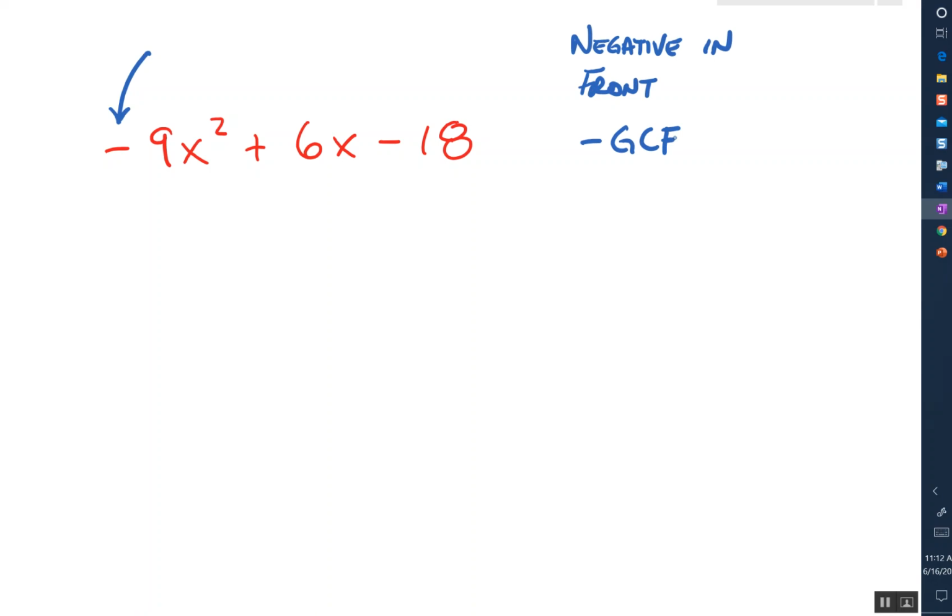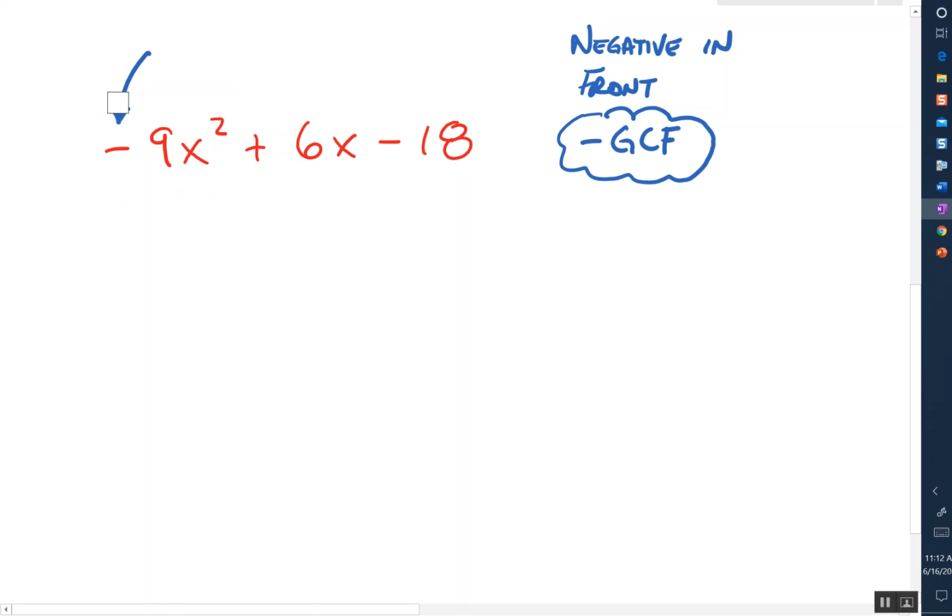And this is written in what's called standard form, so it's in the right order. It starts with the biggest exponent, and then it goes to x with a 1 exponent, and then it goes to this term here at the end that doesn't have an exponent. It's just the number, the constant. So this is in the right order. Again, if you get to this spot where you have a negative in front, then you want to make sure your GCF that you take out is negative.